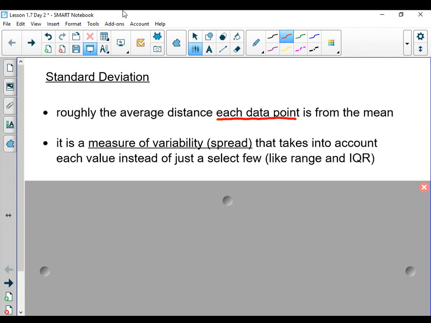Now, looking at every single data point can be good, but it also could be bad because sometimes we have those extreme values. And when we have the extreme values, things get thrown off a little bit. So kind of like mean and median, we'll have to make a decision. Should I be looking at range or should I be looking at standard deviation? So eventually we'll have to decide between those two things.